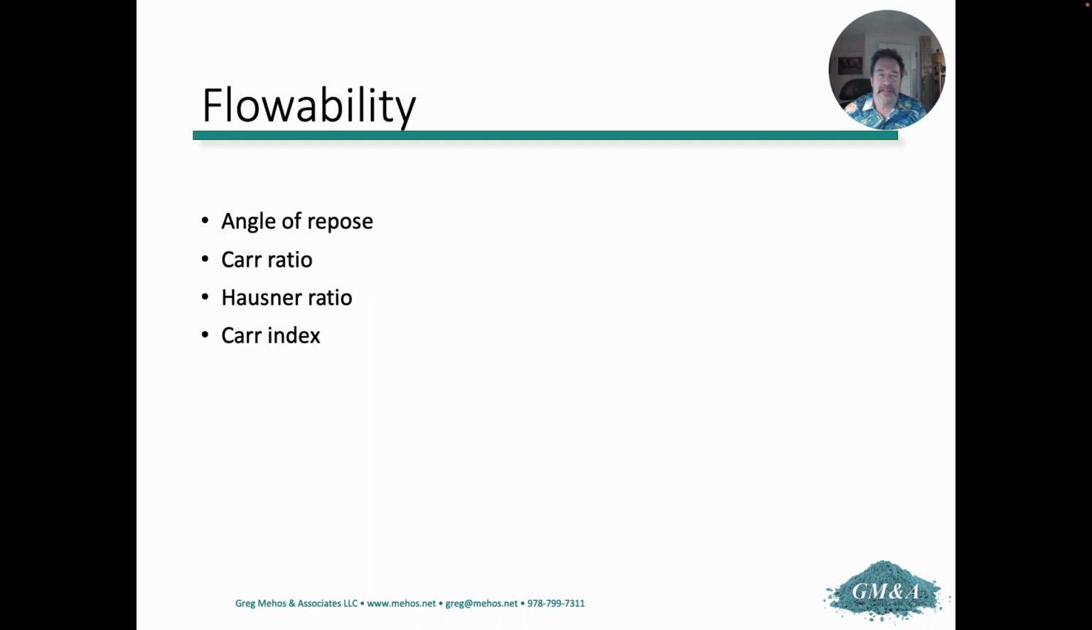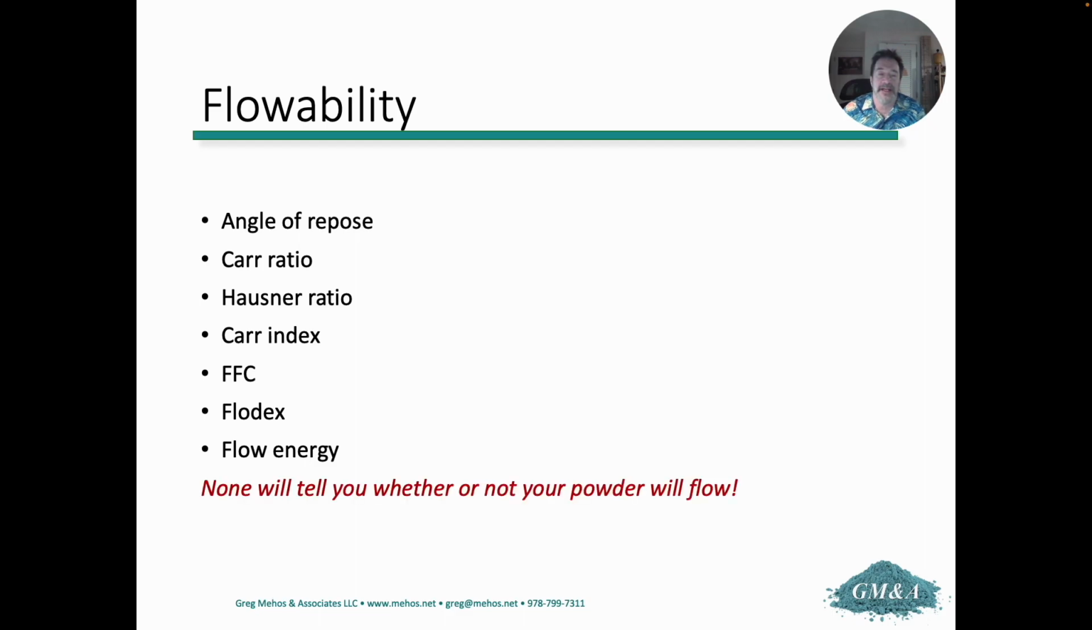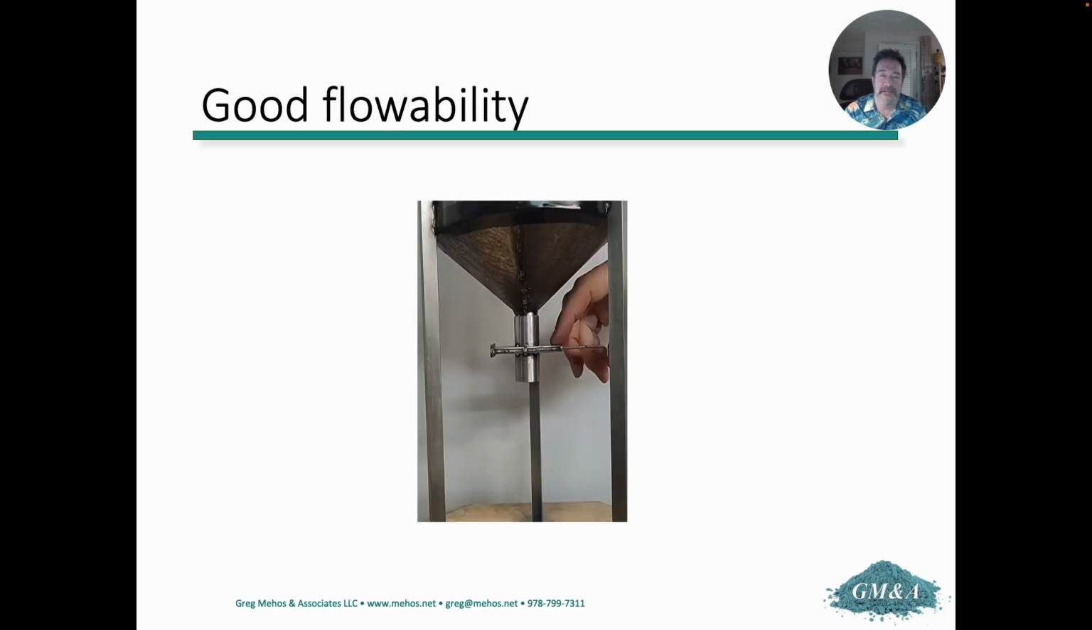So what is flowability? There are different definitions, different metrics. Here are some of them: angle of repose, Carr index, Carr ratio, Hausner ratio, FFC, which is a flow coefficient, Flodex, which tells you how long or if a powder will flow through an orifice or funnel, and flow energy, which is popular with Freeman Technology FT4 testers. They all have one thing in common: none will tell you whether or not your powder will flow.